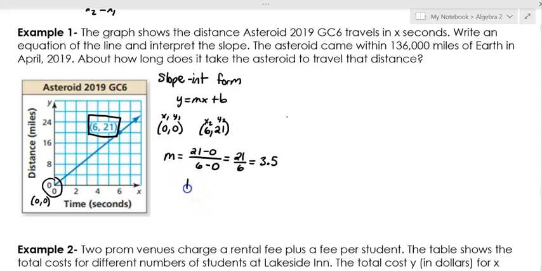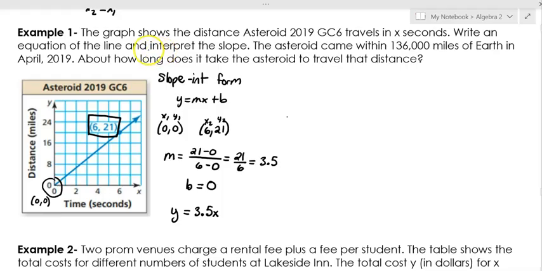So then you knew your y-intercept, where it crosses the y-axis, was at 0, 0. So that means your b value is 0. This is enough to write the equation of your line. Your slope is 3.5, so it's 3.5x. And you can put that plus 0, but you really don't have to. So that is writing the equation of the line.